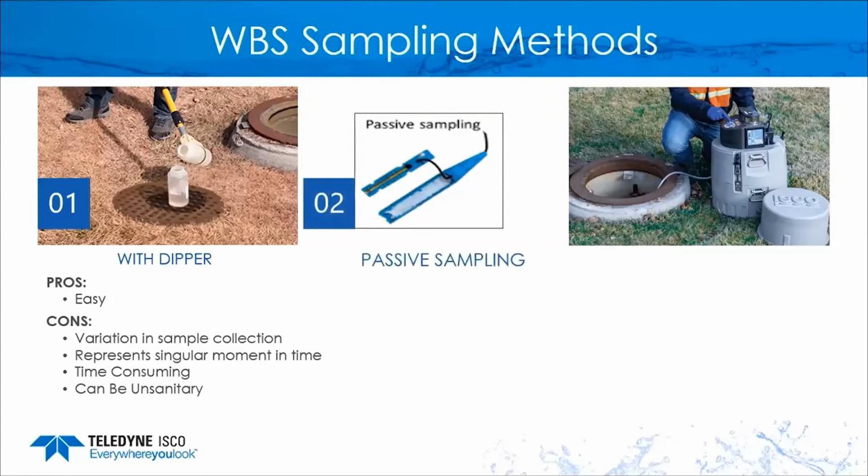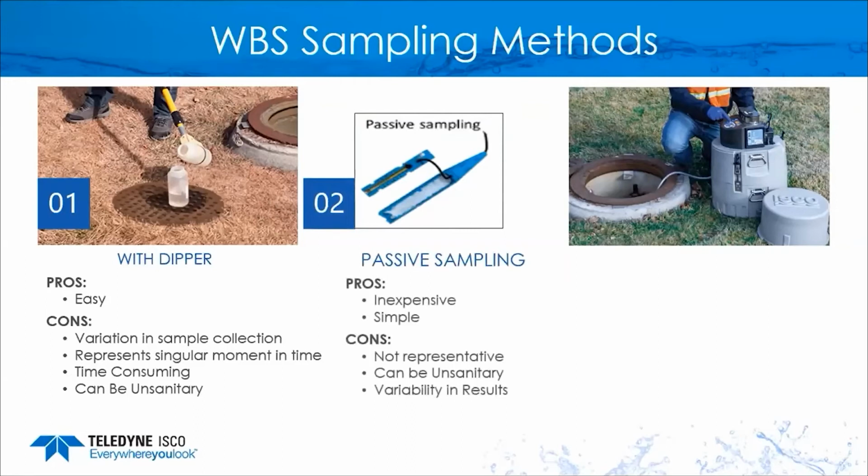The second is with a passive sampling device. Basically, an absorbent substance is housed in a container of some sort and dropped into the flow stream. After some period of time, the container is removed and the wastewater is extracted for analysis. As with the dipper, it is a simple, inexpensive method for sampling. But again, it is not representative of the waste stream and can lead to a wide variability in the results.